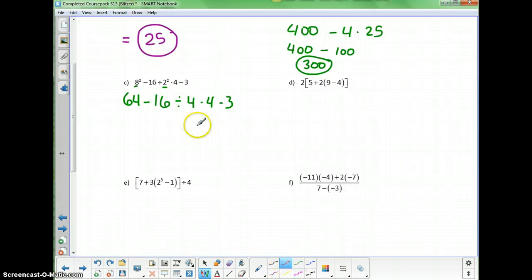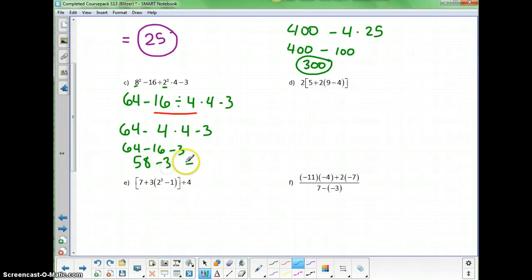Now for multiplication and division, I come across a division in the problem first. I'm going to make sure I do that next. So I've got 64 minus 4, 16 divided by 4 is 4, times 4 minus 3. Finish with the multiplication. So 64 minus 16 minus 3. 64 minus 16 is 48. 48 minus 3 is 45.